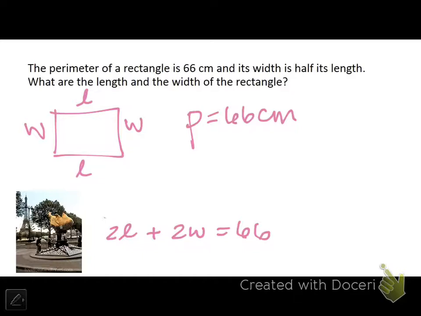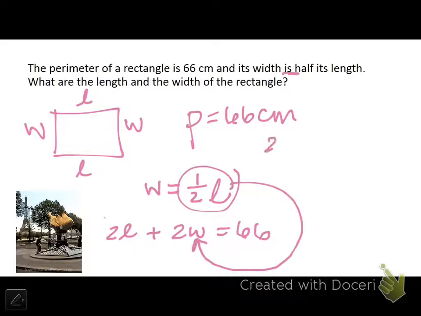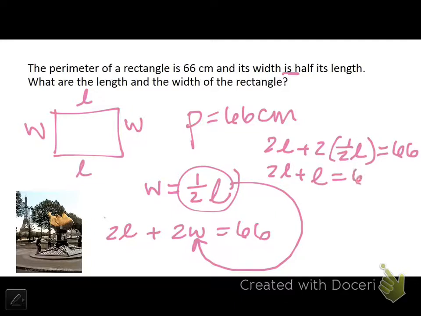Okay, then it says its width is half its length. So "is" in this situation is an equal sign. So our width is half its length. If I multiply 1/2 times L, that should give me my width. Well, now we can plug this in for my W. So I would get 2L plus 2 times 1/2 L equals 66. So 2L plus 2 times 1/2 is just 1, so just L. 2L plus L, that's like having a 1 in front, so 3L is equal to 66. So when we divide both sides by 3, we should get L to be 22.